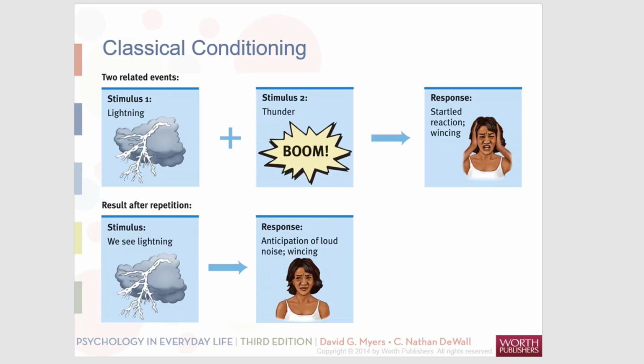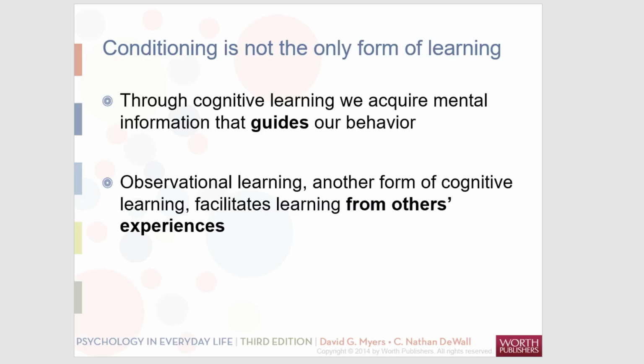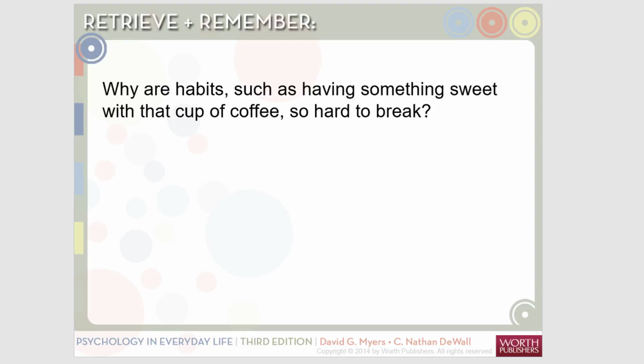Look at the slide. We learn through cognitive processing. Observational learning occurs by watching others. Answer the question.